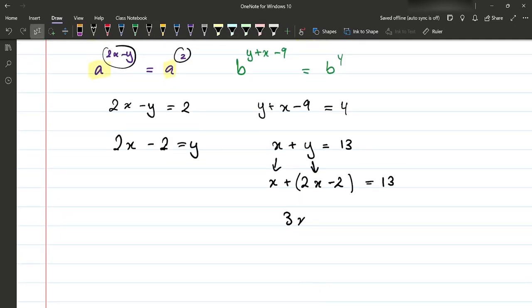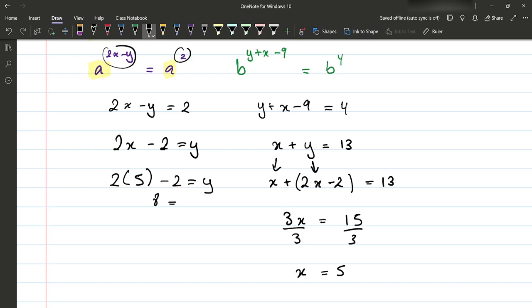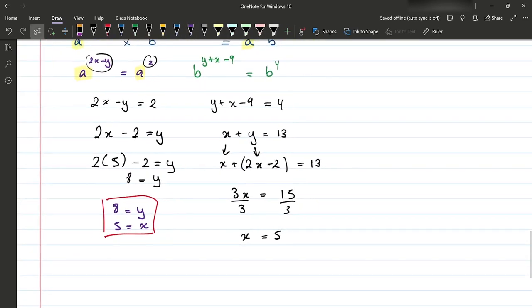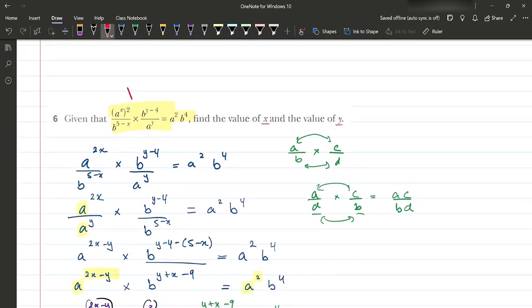This will give us 3x equals 15, because minus 2 goes to the other side, becomes plus 2, and 13 plus 2 is 15. Then over 3, x is equal to 5. And 2 times 5 minus 2 is equal to y. 10 minus 2 is 8. 8 is equal to y. So our answers for this are 8 is equal to y and 5 is equal to x. Okay, so these two are the answers for this equation.